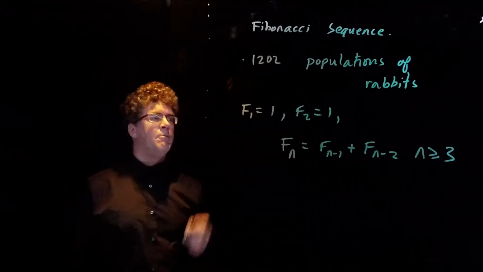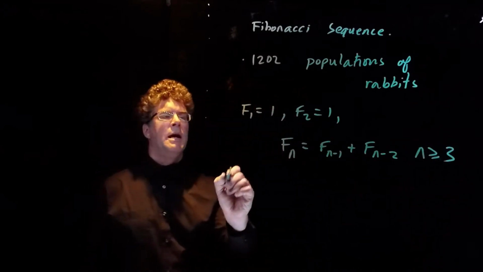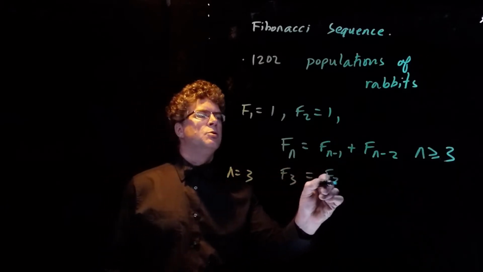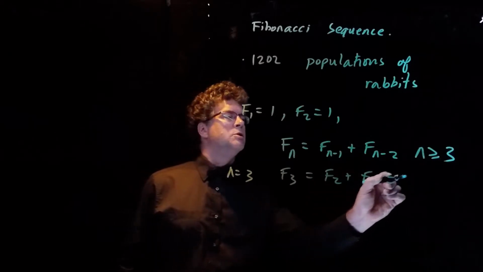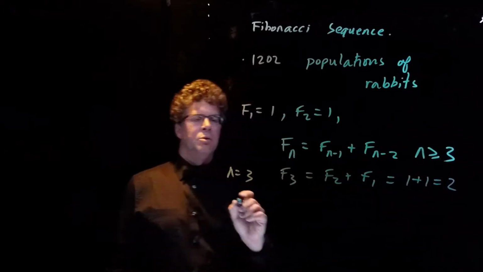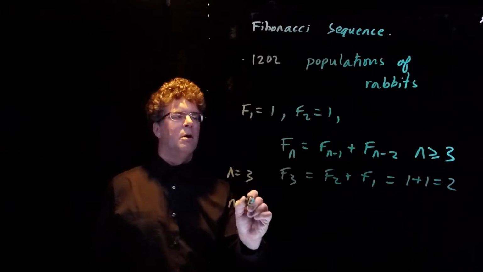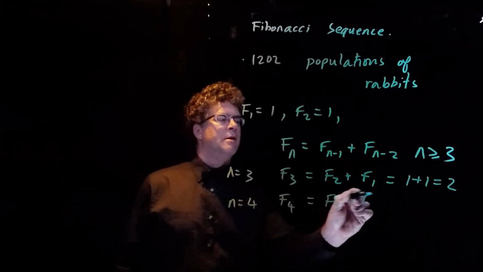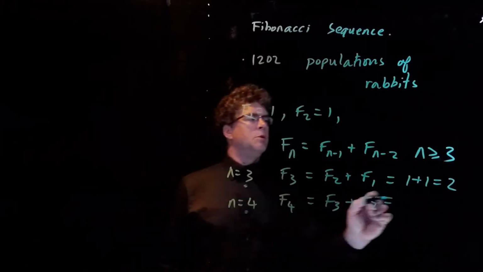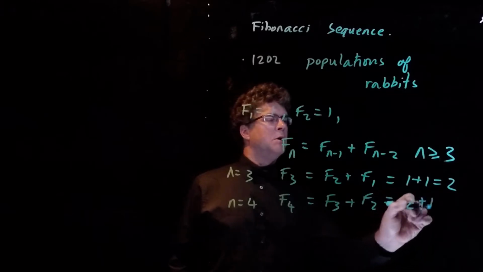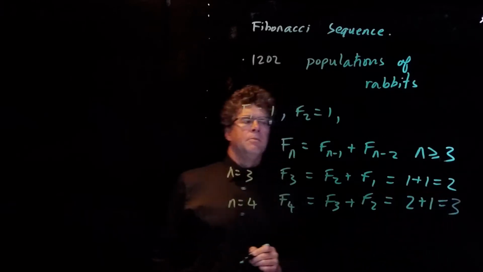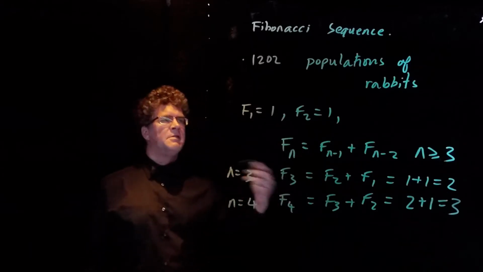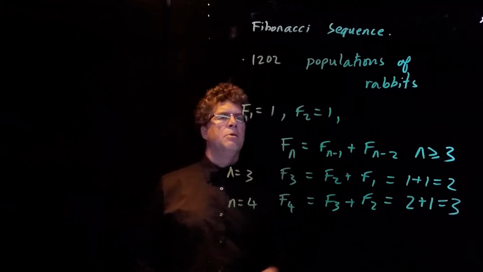And so if we choose n equals 3, then we have F3 is equal to F2 plus F1, which is 1 plus 1, which is 2. N equals 4 gives F4 is F3 plus F2, which is equal to 2 plus 1, which is 3. And you see there's a pattern here. We just add the last two numbers in the sequence to get the new number.